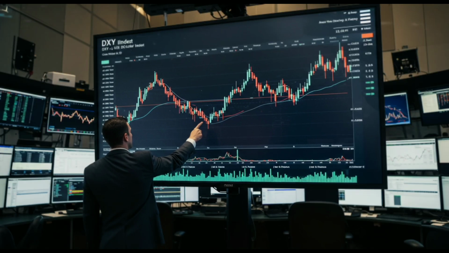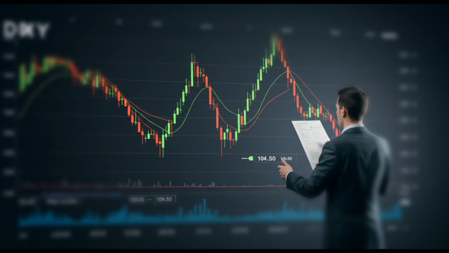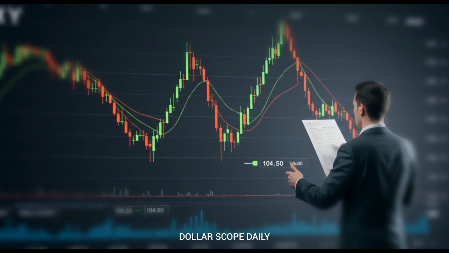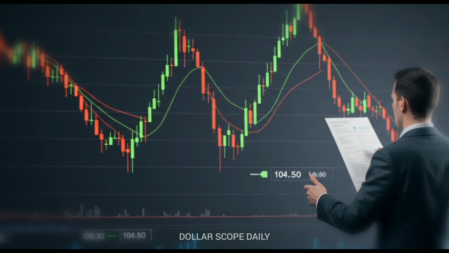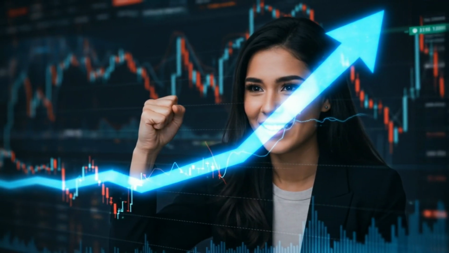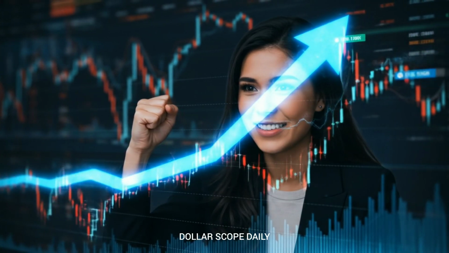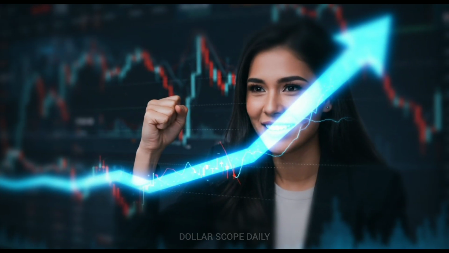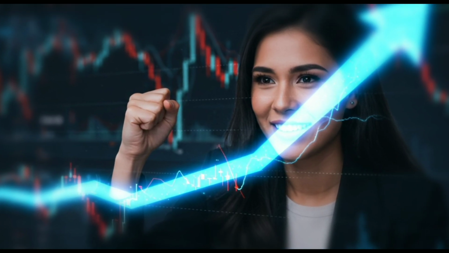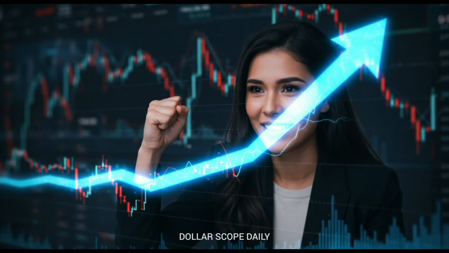EURUSD saw some upside last week, but struggled to hold above the 1.9 handle. The euro continues to be weighed down by weak Eurozone inflation data and dovish ECB expectations. Looking ahead, the ECB policy decision is scheduled for June 6, but ahead of that, traders are positioning for a possible rate cut.